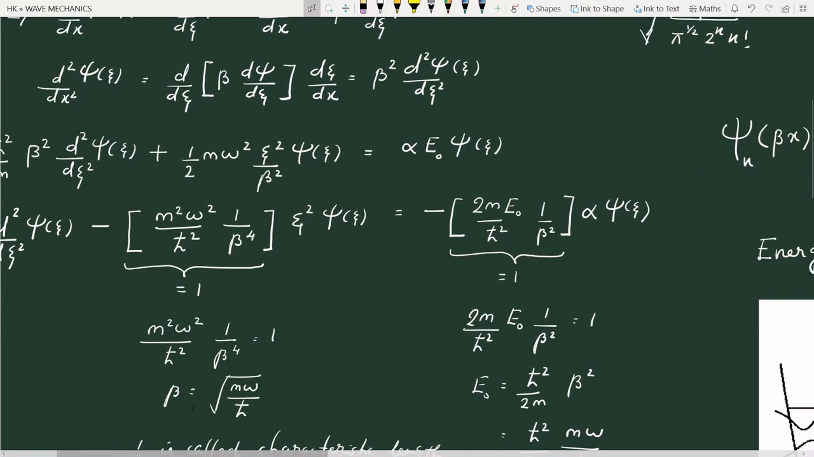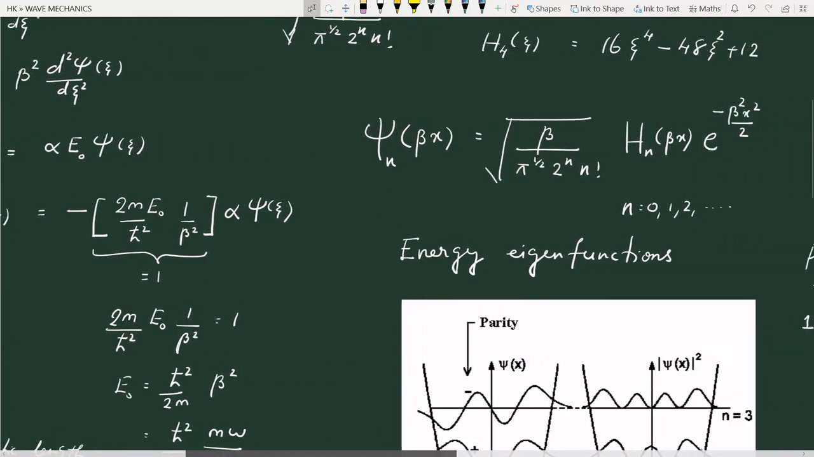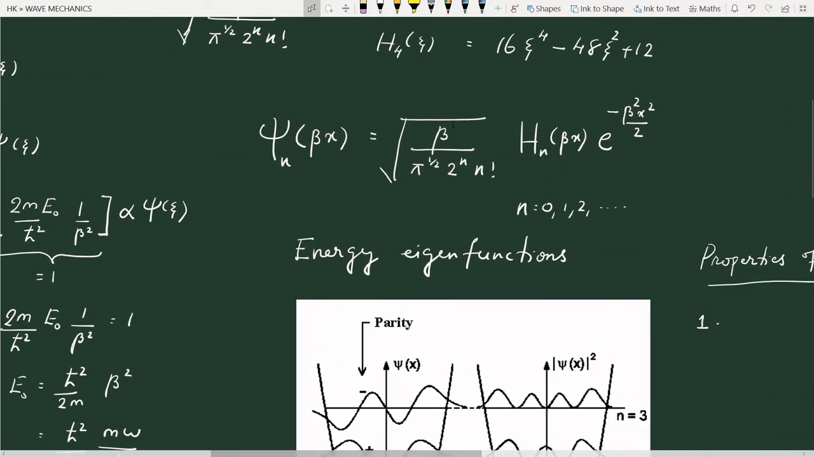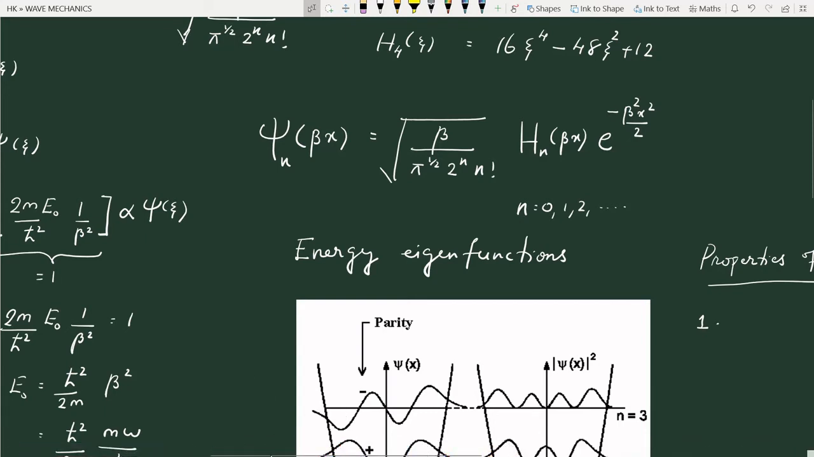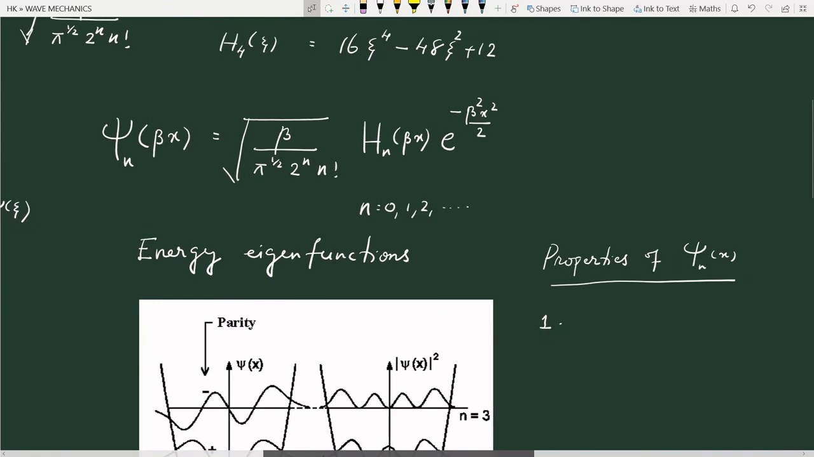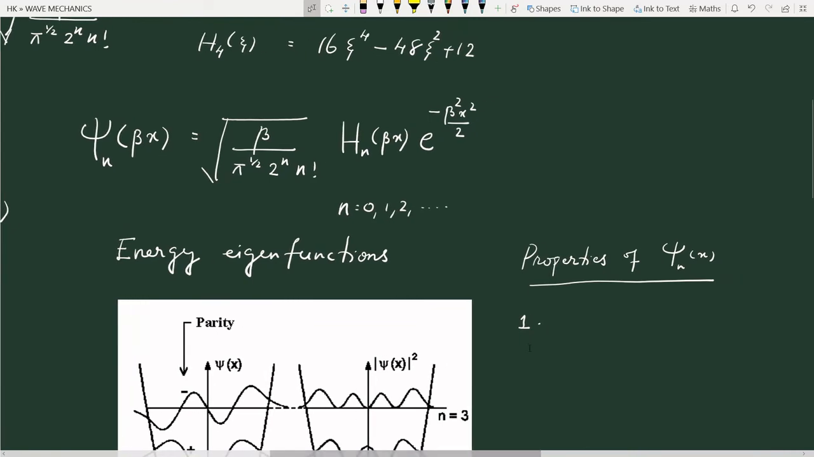Consider this: beta equals root of m omega by h cross. Now beta is inside the square root here, so it will be m omega by h cross all raised to 1 by 4, and pi raised to half is also inside the square root, so it is pi raised to 1 by 4. So what you get is m omega by pi h cross raised to 1 by 4. Okay, so I will write it here.